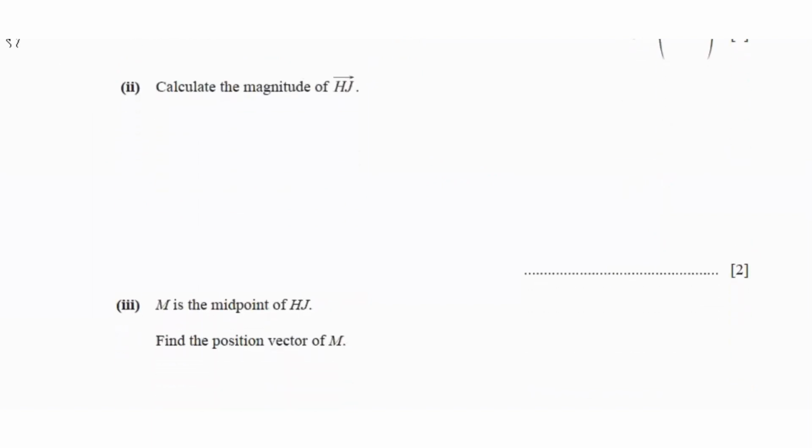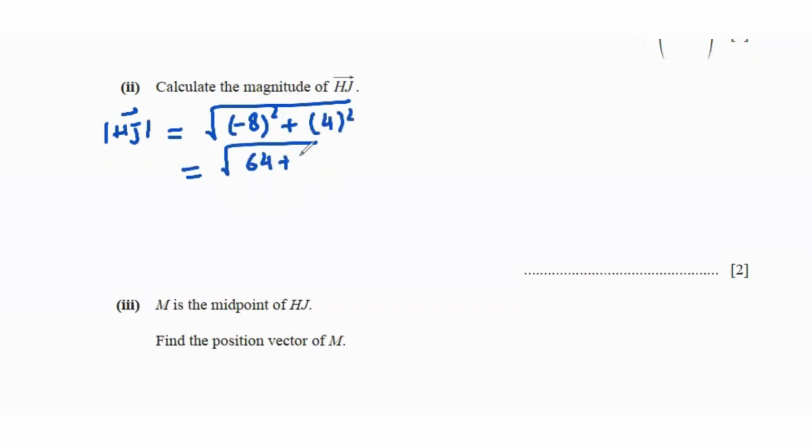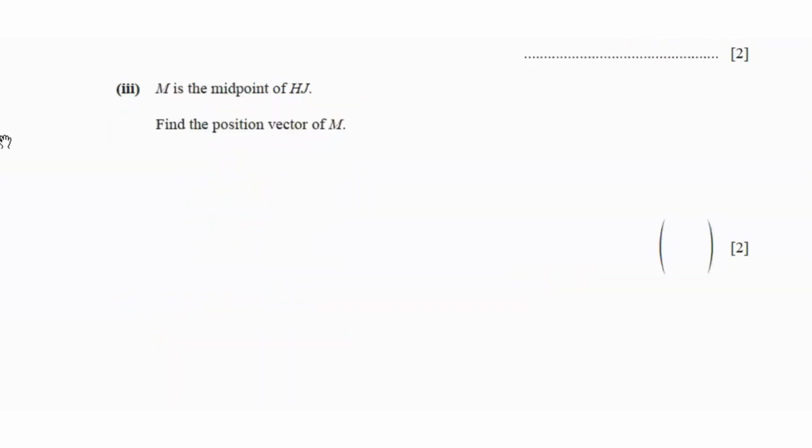Calculate the magnitude of HJ. So for the magnitude, I'm going to do negative 8 squared plus 4 squared, which is 64 plus 16, and that is the square root of 80, which is basically 8.94. That is the magnitude of HJ. M is the midpoint of HJ. Find the position vector of M.